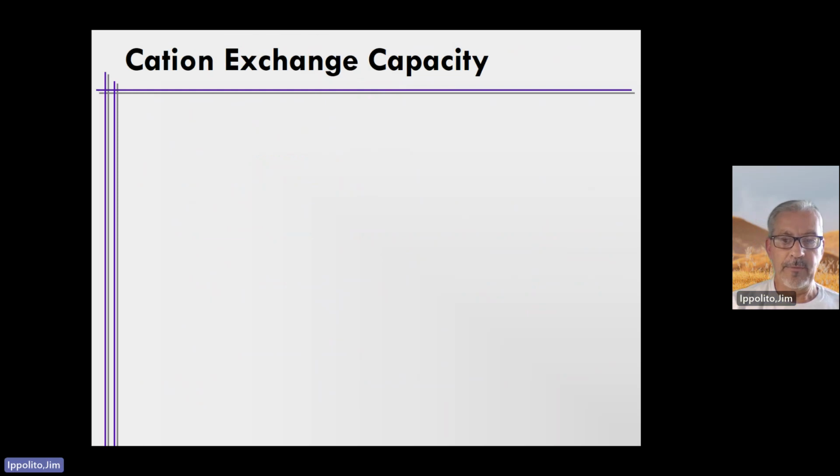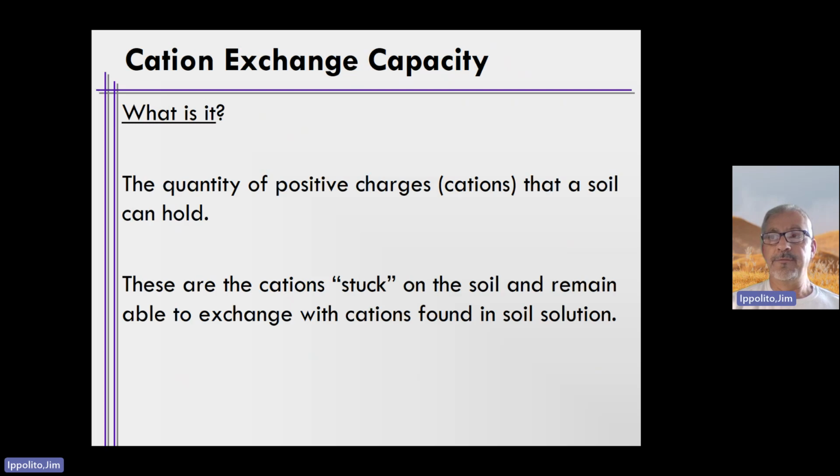Cation exchange capacity. What is cation exchange capacity? You probably learned about this in an introductory soil science course. And it can be defined a number of different ways. We'll try to keep it simple for this class. It's simply the quantity of positive charges, or cations, that a soil can hold. And these are the cations that are, quote, stuck on the soil and remain able to exchange with cations found in the soil solution. And what I mean by stuck on the soil, they're actually adhered to exchange sites on clay particles or minerals, as well as potentially negative sites on organic matter.